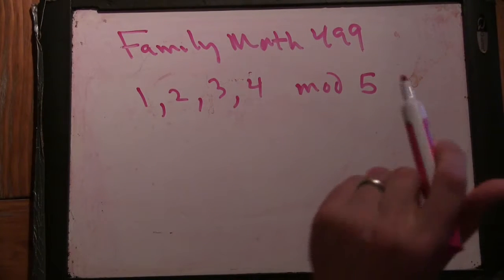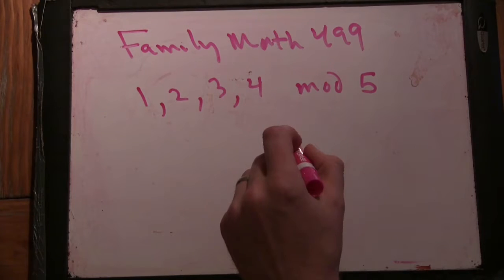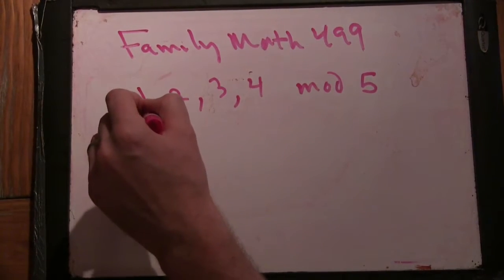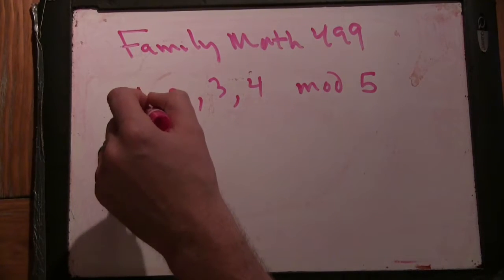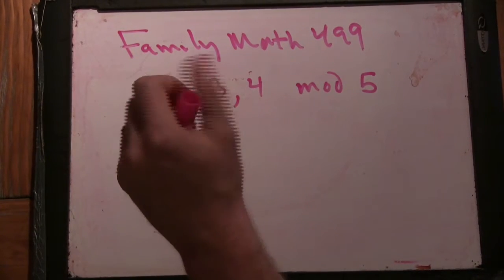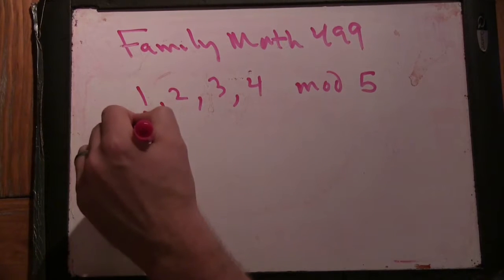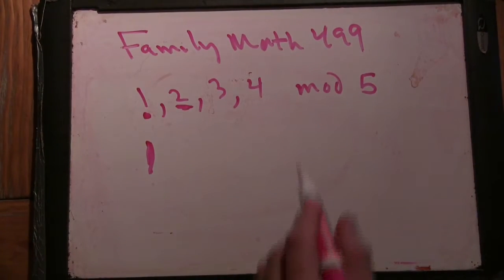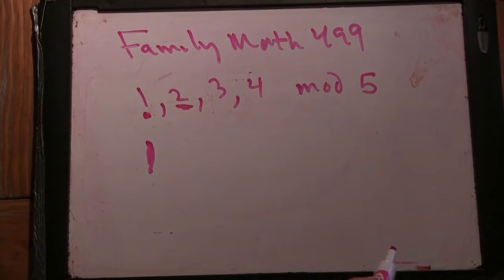Okay. So, numbers mod 5 all have something called inverses. So, multiplicative inverses: you multiply and you get one, right? So one times one is one. What number can I multiply two by to get a number that has a remainder of one mod five?